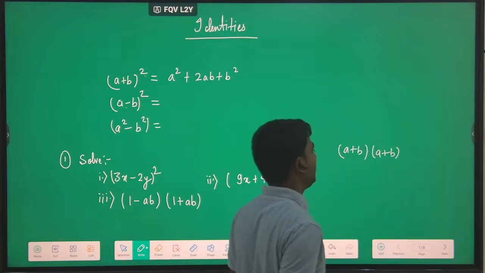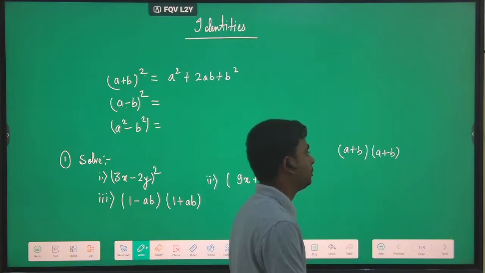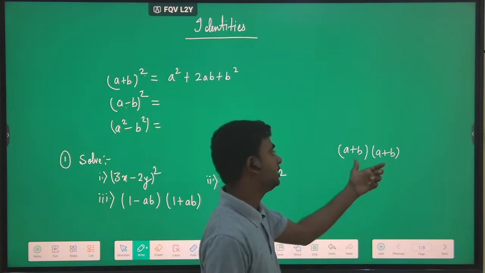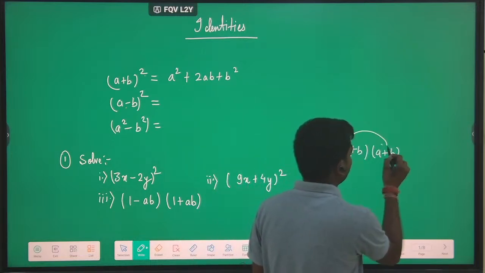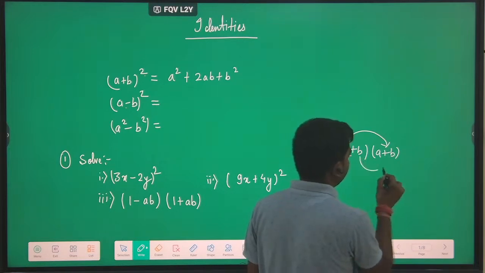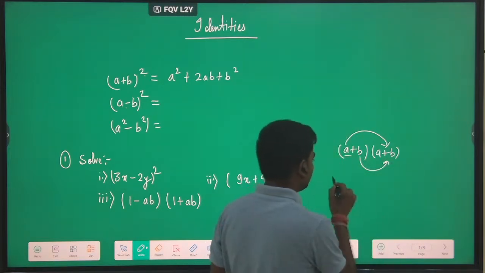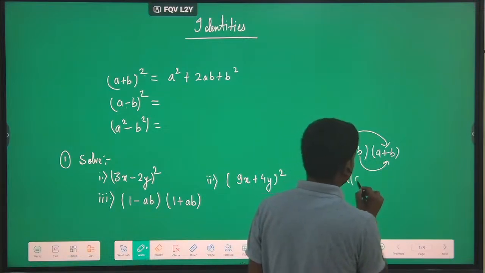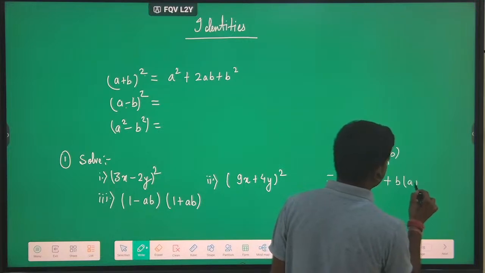If we are trying to find out the value of a plus b whole square, then it can be written as a plus b into a plus b. So this a will be multiplied with this whole a plus b, and this b will be multiplied with this whole a plus b with addition sign. So what will we get? A into a plus b plus b into a plus b.